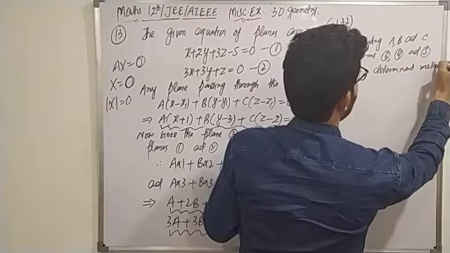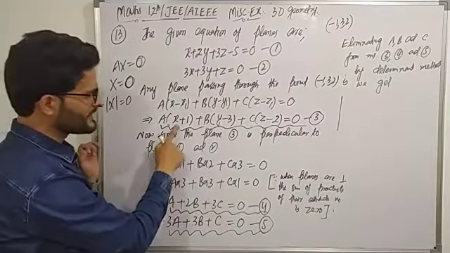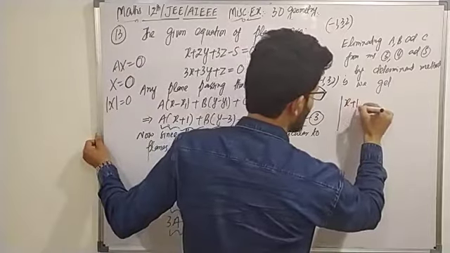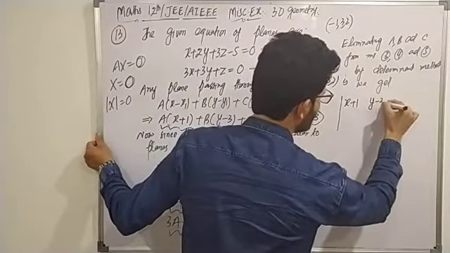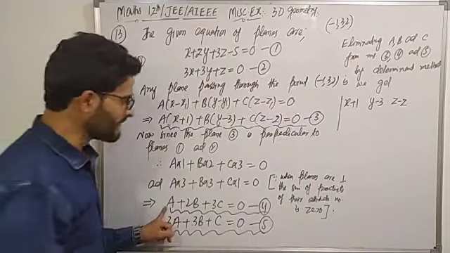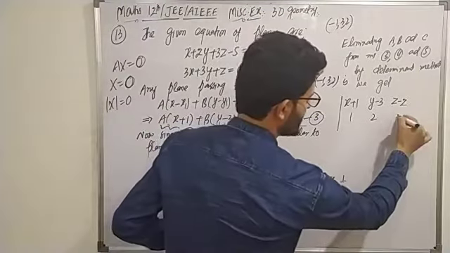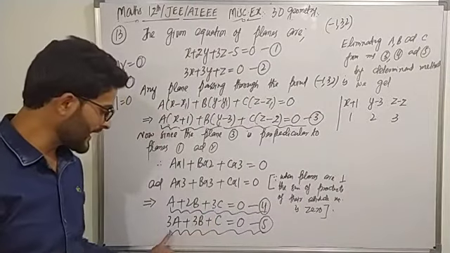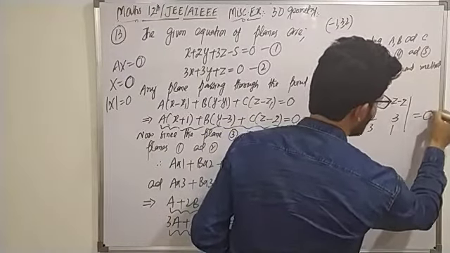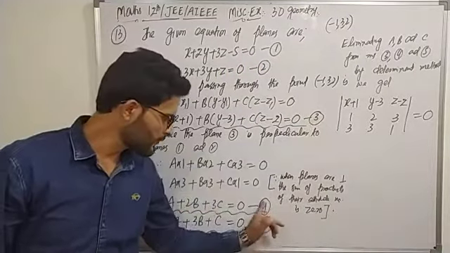By determinant method we get, determinant of, what are the variables here: x plus 1, y minus 3, z minus 2. So first row has x plus 1, y minus 3, z minus 2. Here the coefficient of a is 1, of b is 2, and of c is 3. Here the coefficients of x, y, or a, b and c are 3, 3 and 1. And that must be equal to 0, because we are eliminating a, b and c from equations 3, 4th and 5th.